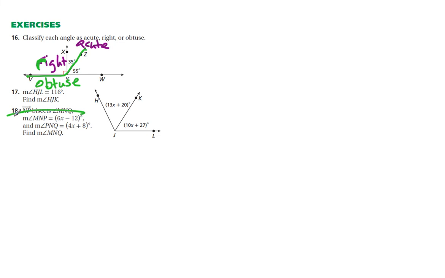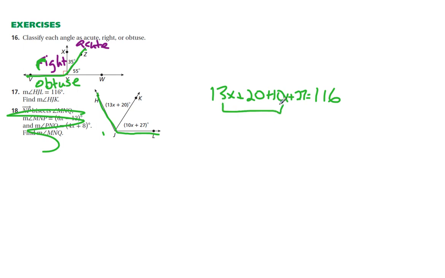Alright, this one, I don't care about this. HJL, this one right here, equals 116 degrees. So you do equation equals equation. Yep. And this is not the segment addition postulate, it's the angle addition postulate. Very good. Alright, so we say 13x plus 20 plus 10x plus 27 equals that. Alright, so gather up our like terms here. 13x, 10x, 23x's, 20 and 27, 47 equals 116.